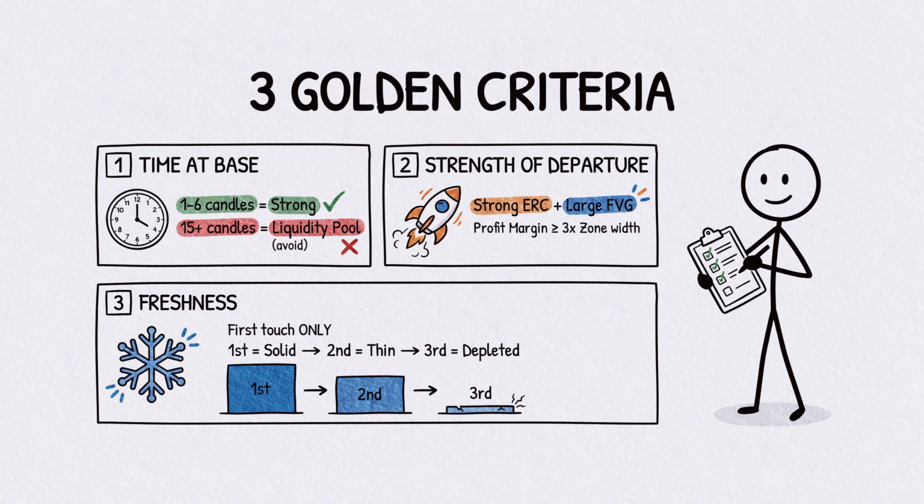Criterion 3, freshness. Limit orders are finite. Every time price touches the zone, some orders get filled, the wall thins. Touched once, solid. Touched twice, thin. Touched 3 or more, nearly depleted. Zone ready to collapse at any moment. Only trade the first touch. Fresh zone. Completely eliminate zones that have been hammered.